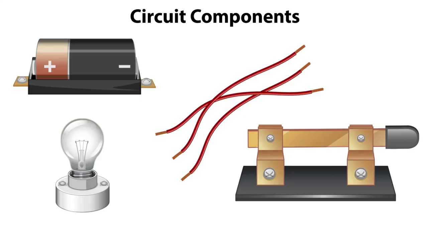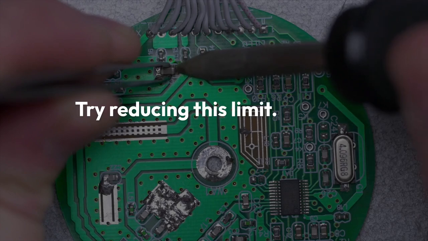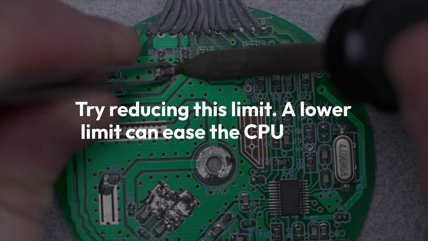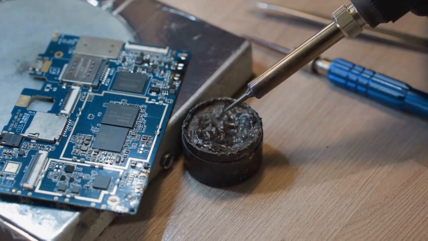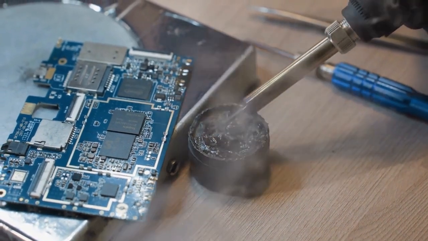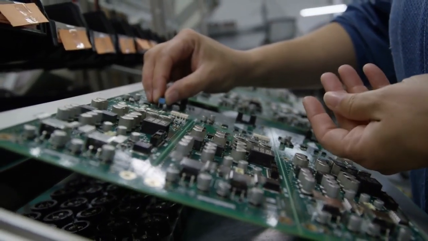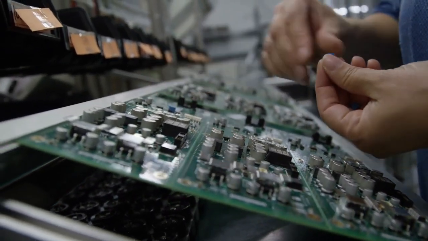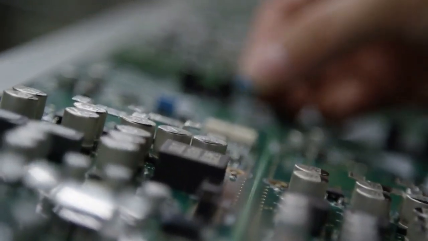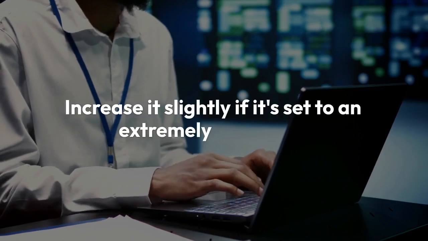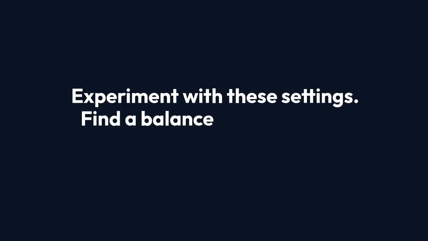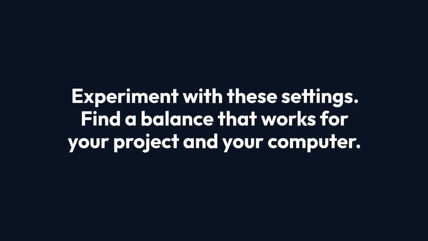Next, check the simulation speed limit. If it's set very high, your CPU works harder. Try reducing this limit. A lower limit can ease the CPU strain. Also, look at the minimum time step. A very small time step makes Proteus calculate more often. This consumes more processing power. Increase it slightly if it's set to an extremely low value. Experiment with these settings. Find a balance that works for your project and your computer.